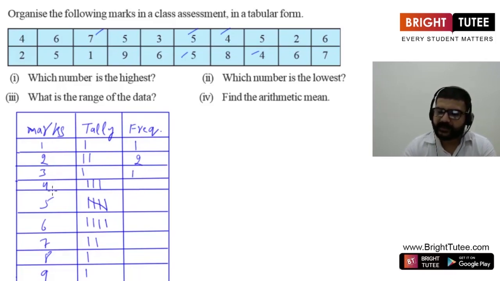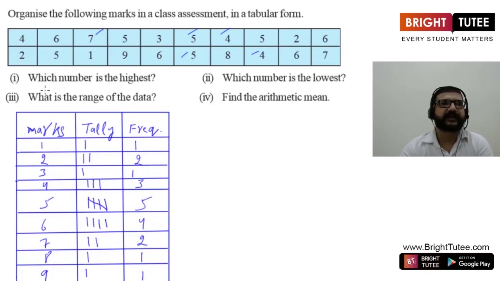For 4 there are 3 tally marks, so the frequency becomes 3. In front of 5 there are 5 tally marks, so the frequency for 5 will be 5. The frequency for 6 will be 4, as there are 4 tally marks in front of 6. For 7 it will be 2, for 8 it will be 1, and for 9 also it is 1. So this is how we can organize the data in tabular form.